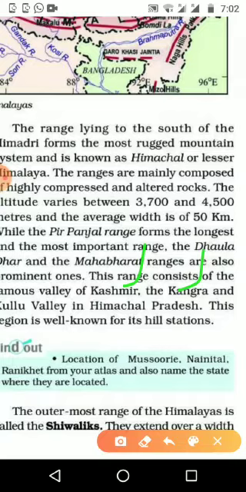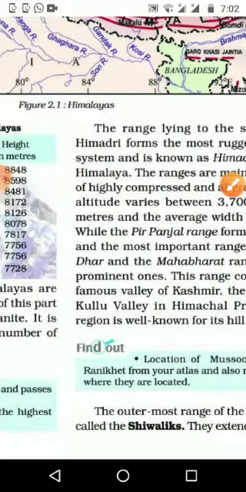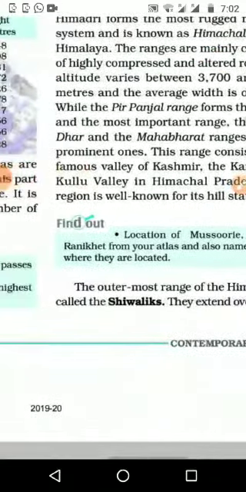And this region is well known for its hill stations. Darjeeling, like that, very famous hill stations we have in this area, in the Lesser Himalaya. So what we discussed were two points: one is the Great Himalaya, the next one is the Lower Himalaya, and okay, we'll continue in the next video.